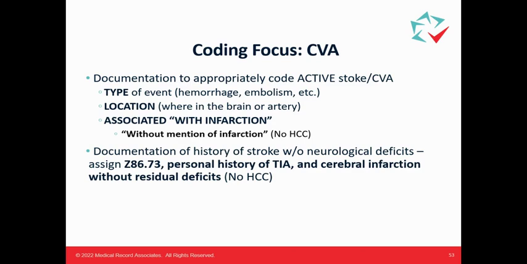Documentation of a history of stroke without neurologic deficits codes to Z86.73, personal history of TIA and cerebral infarction without residual deficits. And that's no HCC.